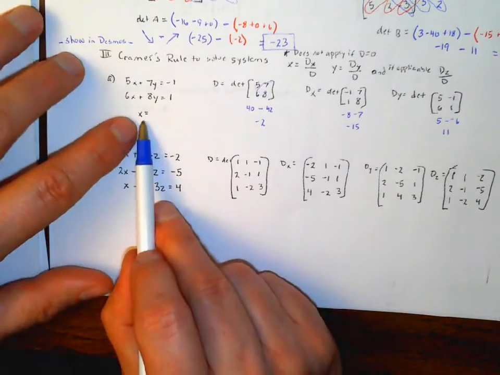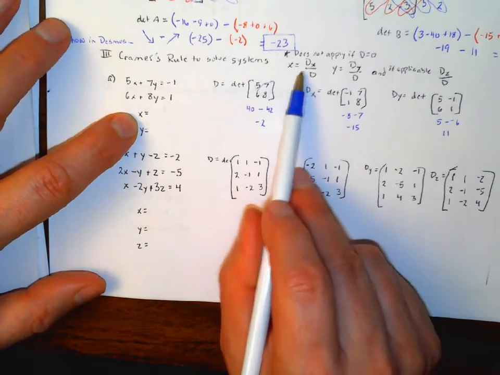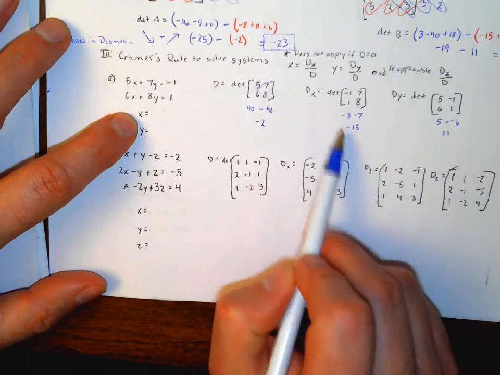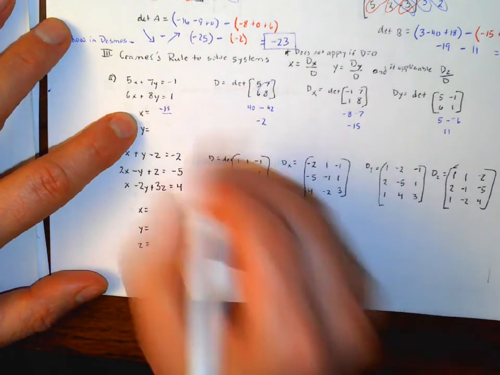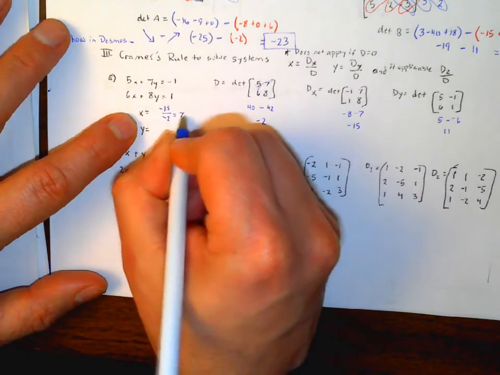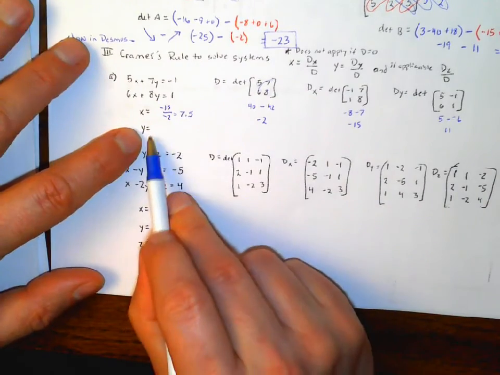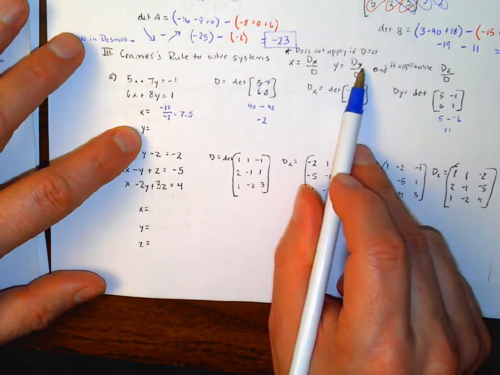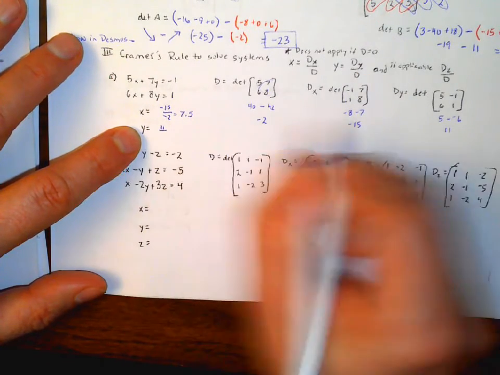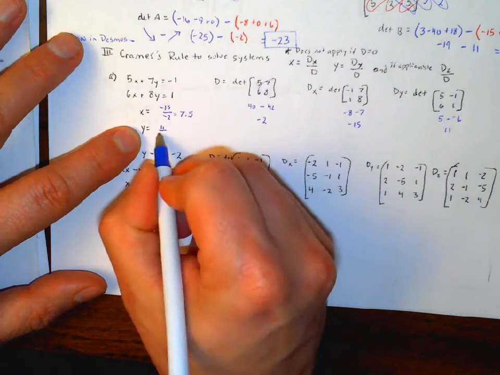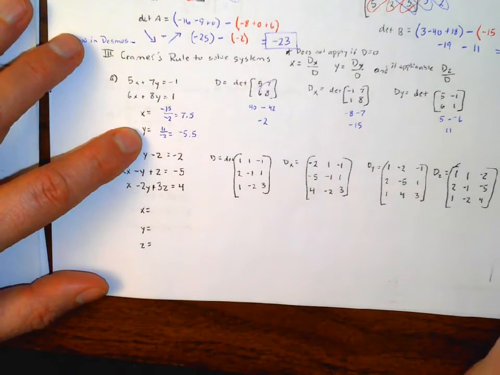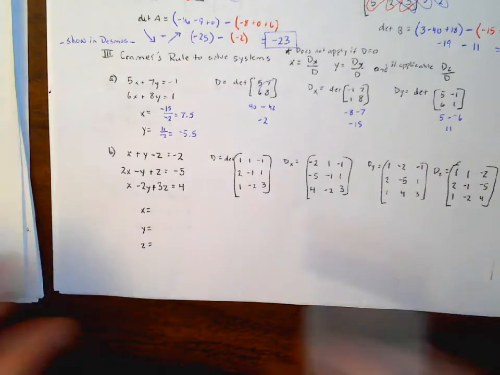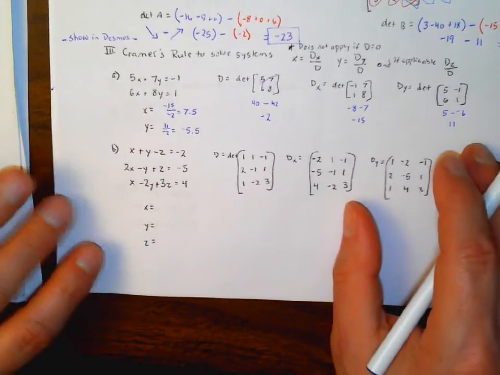So to solve for x, it's going to be D sub x, which is negative 15, over D, which is negative 2, which gives us 7.5. And my y is going to be D sub y, which is 11, over D, which is negative 2, which would be negative 5.5. Okay, so that's a real nice way of solving a system of equations.